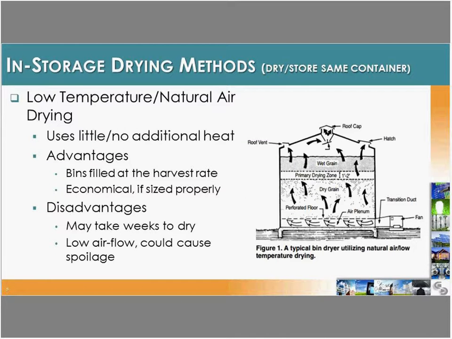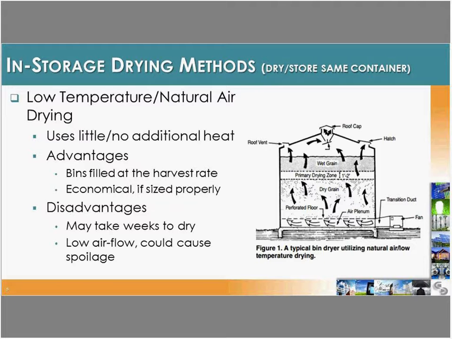So we're going to touch a little on the cross flow, the counter flow, and the concurrent flow. So one in-storage drying method, which basically means you dry and store in the same container. Low temperature natural air drying uses little or no additional heat. In some cases, they do have to add heat, which again will be coming through that fan through the bottom of the floor. The advantage of it is the bin's filled at the harvest rate. So you're taking it off the field, filling the bin. It's economical if it's sized properly for your harvest.